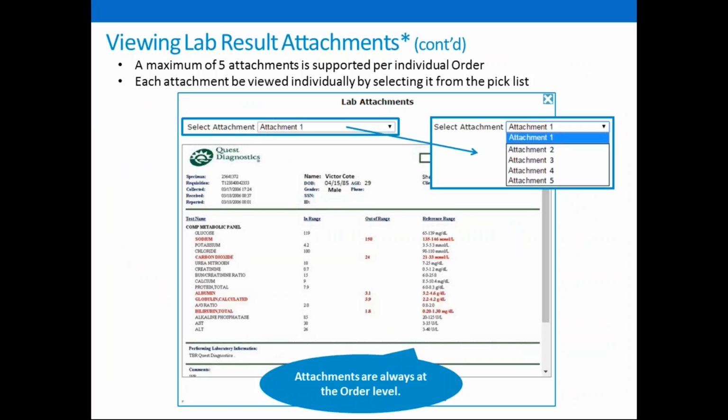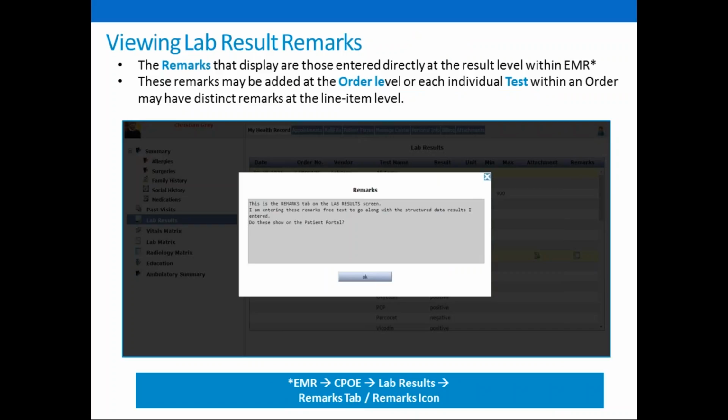Now, with regards to these attachments, either at the order level or the test level, there can be up to 5. So the patient will have the ability, when they click that icon, to choose then within the drop-down list each of the individual attachments. And again, the remarks is a separate icon that they can see, and it's just the free text, as you see an example here. And that would be, again, whether they've clicked it at the order level or the test level.